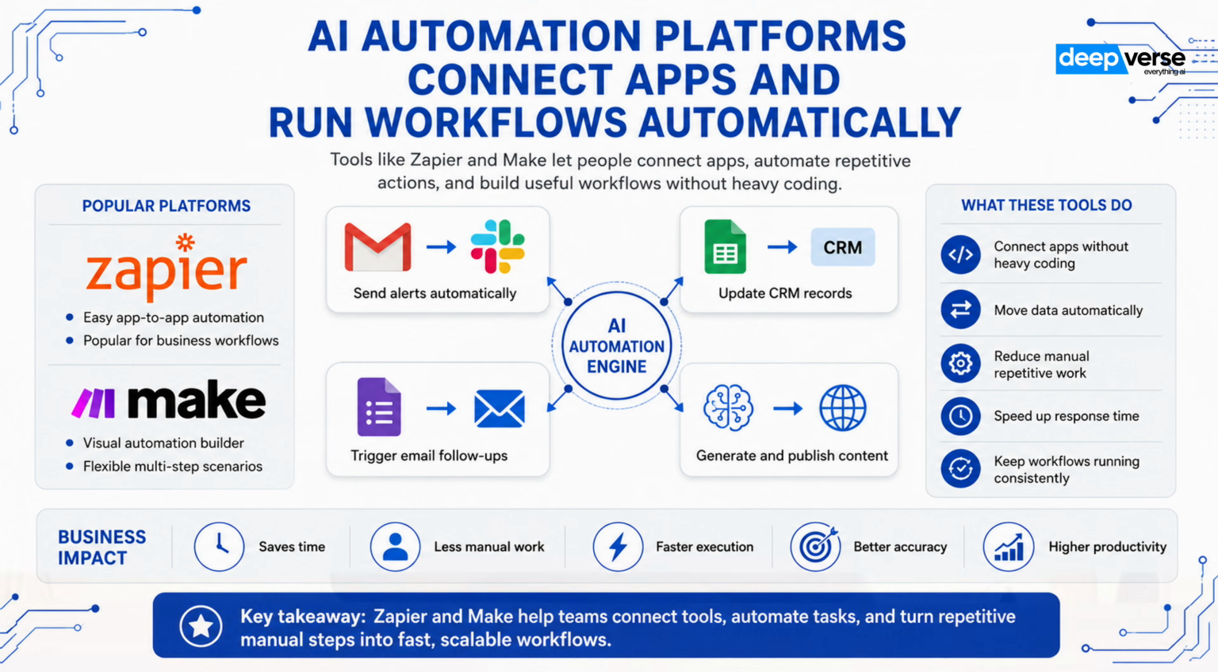This is where platforms like Zapier and Make have become extremely popular. These tools allow users to connect different applications together without heavy coding. For example, Gmail can connect with Slack, Google Sheets can connect with CRM systems, forms can trigger email sequences automatically. AI tools can generate content and directly publish it into workflows.